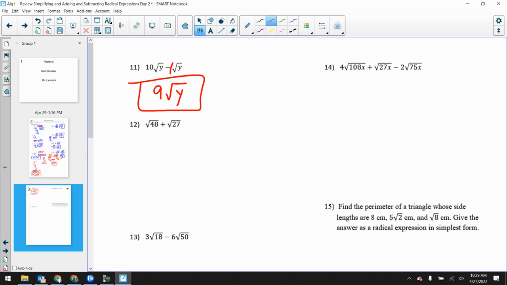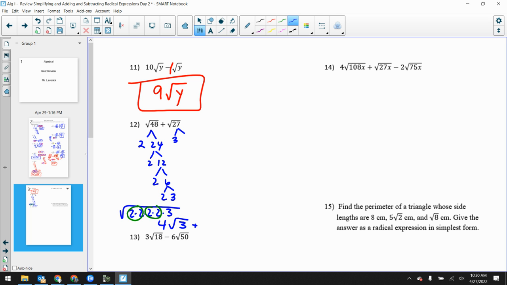10 minus 1. Can I add 12 as it sits right there? Nope. Break it down. Break down 48. That's 2 and 24. 2 and 12. 2 and 6. 2 and 3. Which is 4 2s and a 3. So we got 2 2s coming out with a 3 staying in.